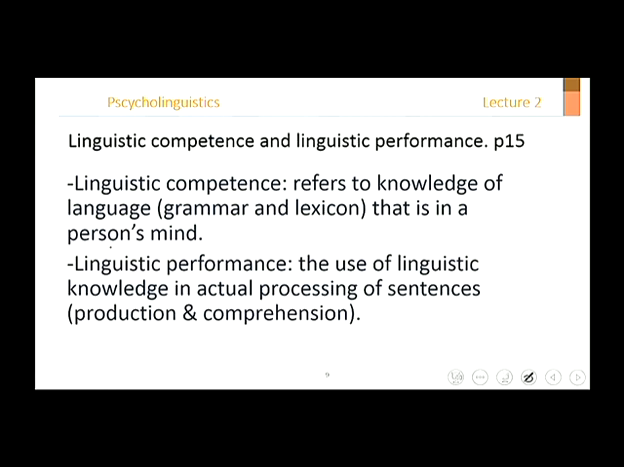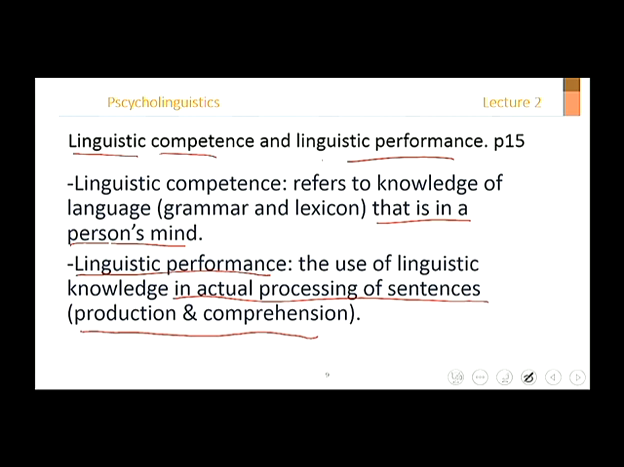Okay. One of the last very important concepts in psycholinguistics is the distinction between linguistic competence and performance. When we say linguistic competence, we are referring to knowledge that is in a person's mind. So it's knowledge of language, grammar and lexicon, that is in a person's mind. If it's in your mind, this is linguistic competence. All right? We have another thing which is linguistic performance. So what is it? The use of linguistic knowledge, so the use of this competence in actual processing of sentences like production or comprehension.